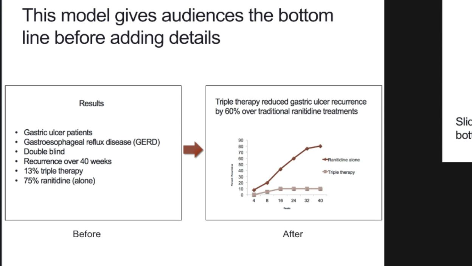The main difference, if we take a look at the before versus the after, is giving the audience the bottom line first. I'm not saying that this is the standalone, right? With this one, I was drowning you in the details. I was throwing all the details at you right away. This one, you're still getting those details. It's just with a greater sense of priority. This is the bottom line: triple therapy helped reduce the ulcer recurrence. I'm going to let you internalize that bottom line. That's now your framework for the slide.